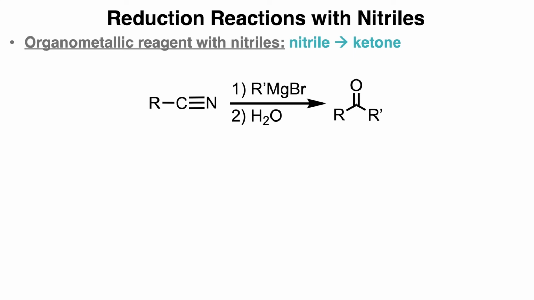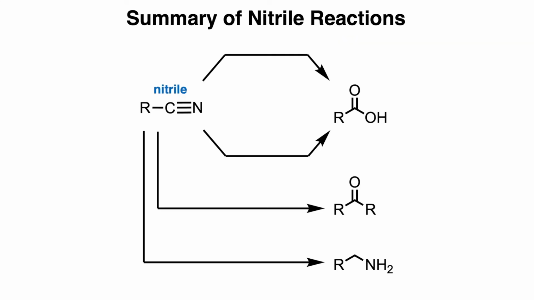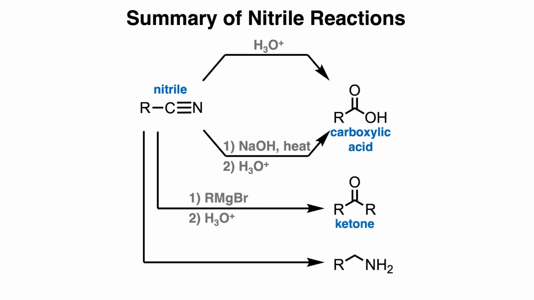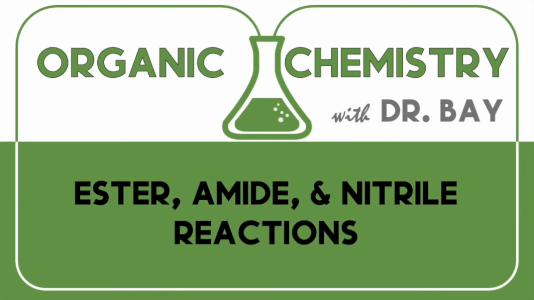Nitriles can be reduced using one equivalent of an organometallic reagent to form a ketone, or nitriles can also be reduced to a primary amine using an excess amount of LiAlH4 in the first step, followed by water in the second step. So in summary, a nitrile can undergo hydrolysis to form a carboxylic acid using either acidic or basic conditions, and nitriles can be reduced to a ketone using a Grignard reagent, or it could be reduced to a primary amine using LiAlH4.